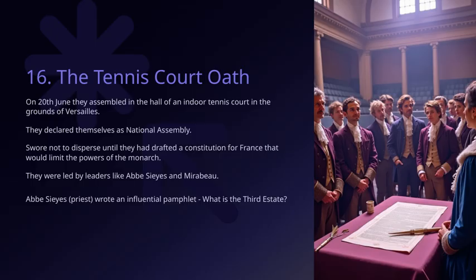Leading this movement were influential figures like Sieyès and Mirabeau, who played crucial roles in shaping the revolution. Sieyès, a priest, authored a powerful pamphlet titled, "What is the Third Estate?" which challenged the traditional social order and emphasized the importance of the common people. This moment, known as the Tennis Court Oath, marked a bold step toward challenging royal authority and pushing for democratic reforms. It's a key turning point that connects to the broader theme of the revolution, people demanding a say in their government and fighting for their rights.